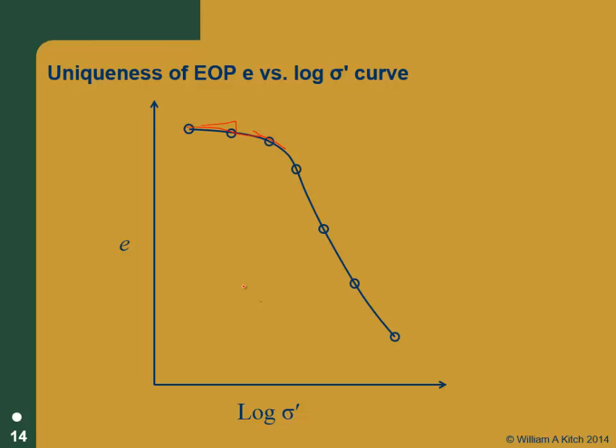So here, if you let these run past primary, you're just going to get a little bit of secondary settlement because C sub alpha is pretty small. So that's going to happen along here. You're going to get very little secondary.